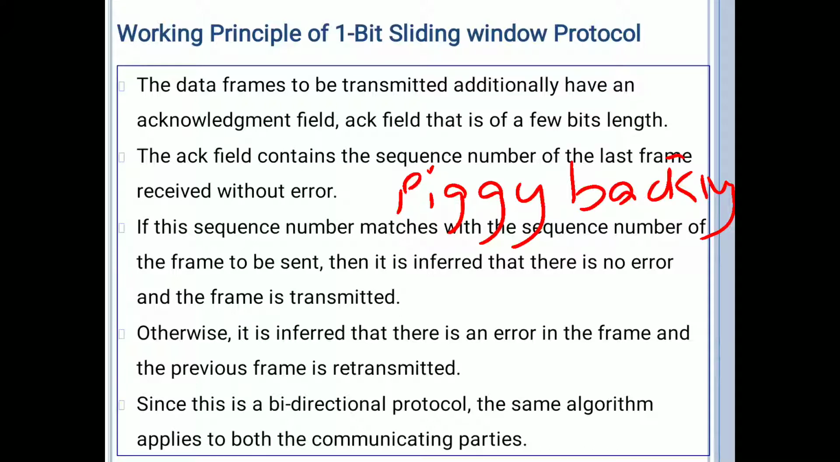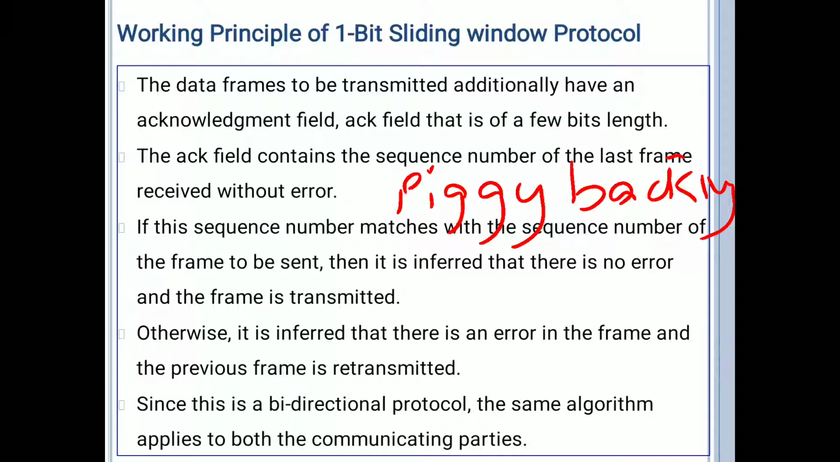Next, after sending the first frame along with the acknowledgement, the acknowledgement contains the sequence number of the last frame which needs to be sent. If the sequence number matches with the sequence number of the frame to be sent, then it is inferred that there is no error and the frame is transmitted.